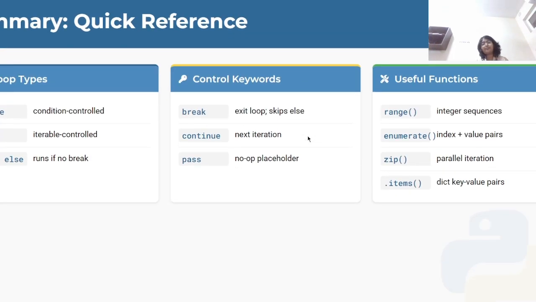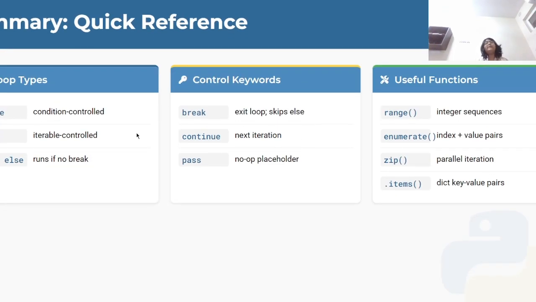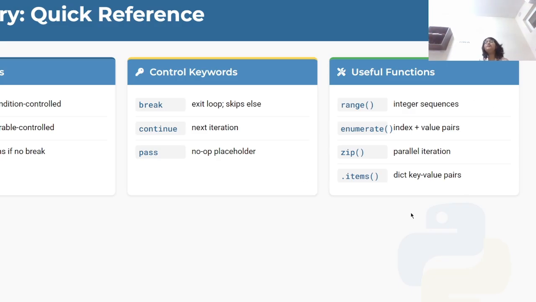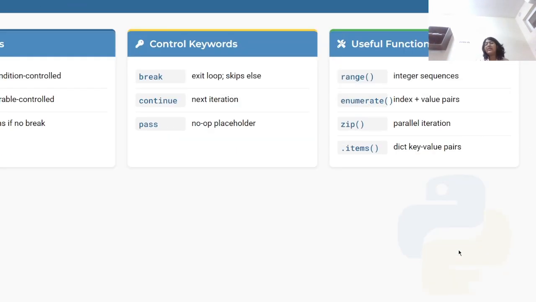of having an error. A bit of summary: while is condition controlled, for is iterable controlled, and loop else runs if there is no break. Control keywords: break exits the loop, skips else, and exits the whole looping statement the moment break is present. Continue skips the current iteration and goes to the next iteration. Pass is a placeholder. Some useful functions are range, enumerate. Range is an integer sequence. Enumerate gives index plus value pairs. Zip is a parallel iteration. .items() gives dictionary key value pairs.